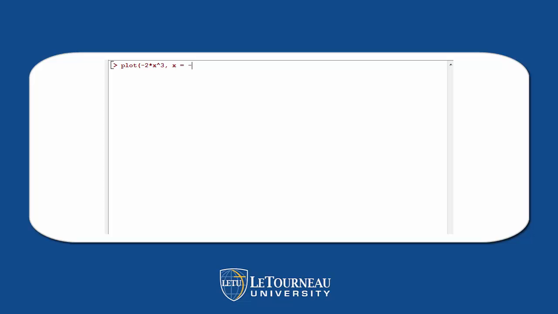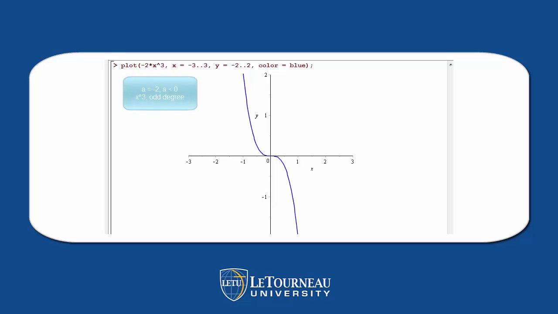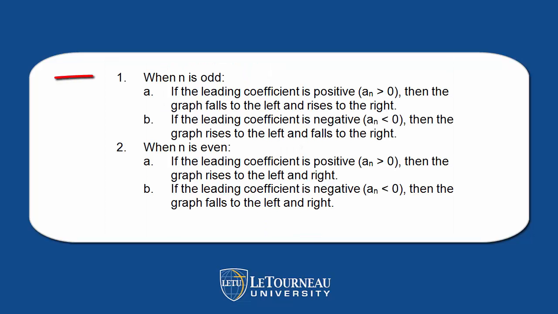Let's look at minus 2x cubed. Now you already know that that's going to be a reflection over the x-axis, so there's the graph. Notice the important thing is that it's of odd degree and a is less than 0. So it falls to the right, rises to the left.